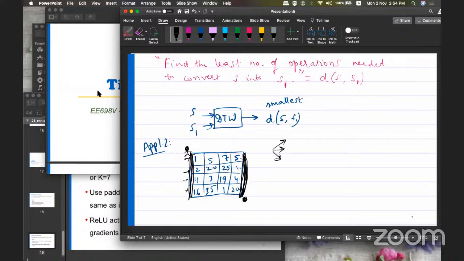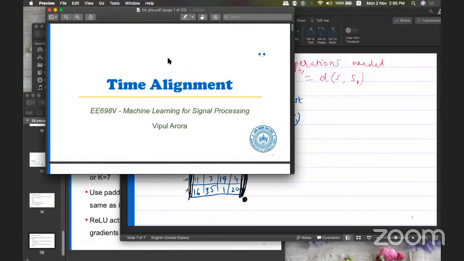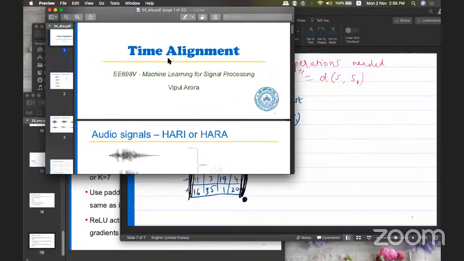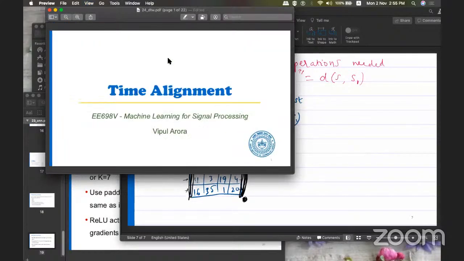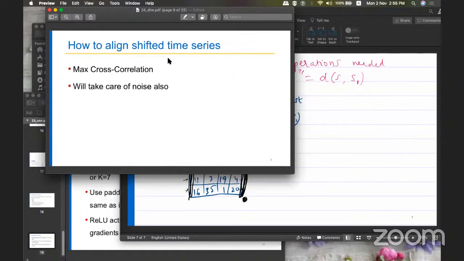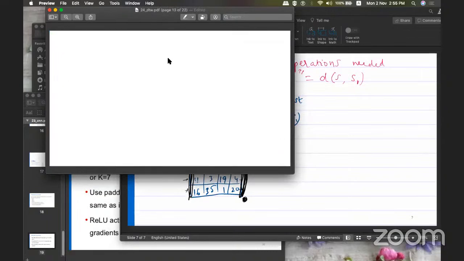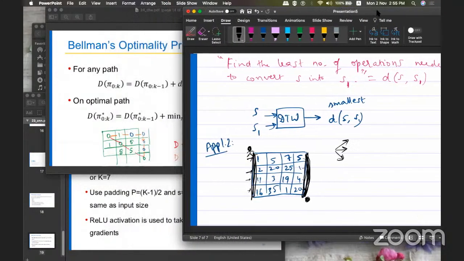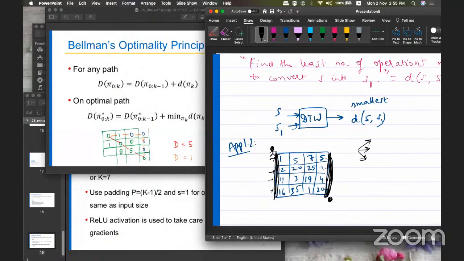If you go through the theory, you will get to learn many things. The basic form which I would like to discuss with you is this. It's called Bellman's optimality principle. The principle is very simple. You want to go from 0 to k. Let us take this example.